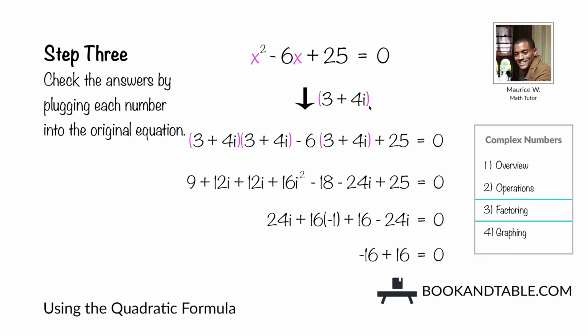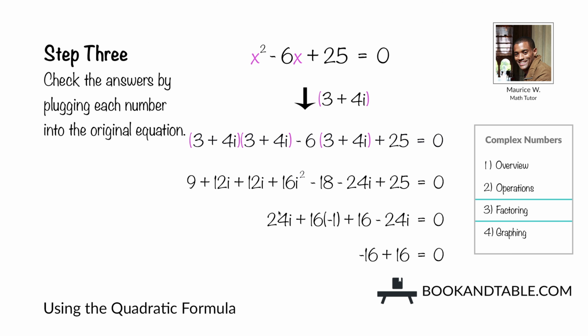And now let's test the second possible value, 3 plus 4i. 3 times 3 gives us 9. 3 times 4i gives us 12i. 4i times 3 gives us 12i. 4i times 4i is 16i squared. Negative 6 times 4i is negative 24i. Plus 25 is equal to 0.